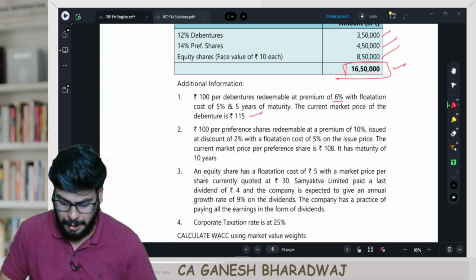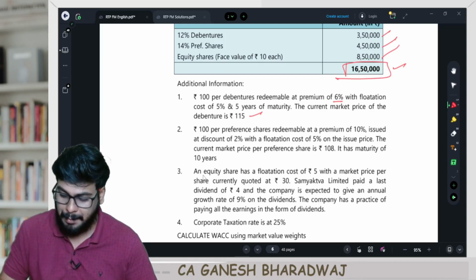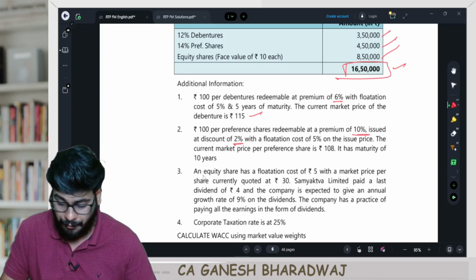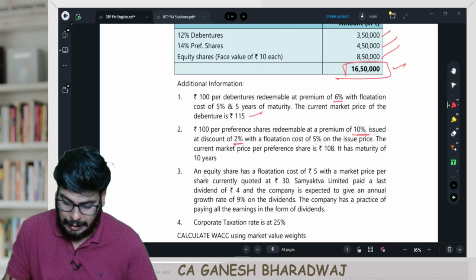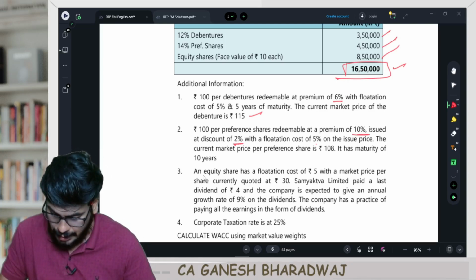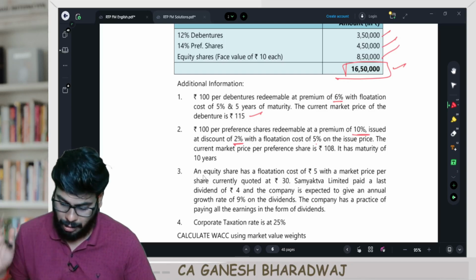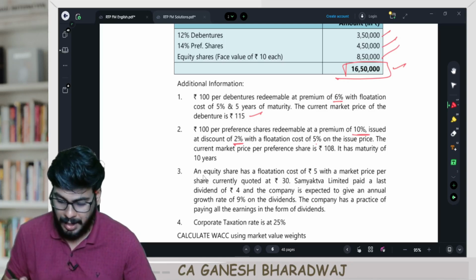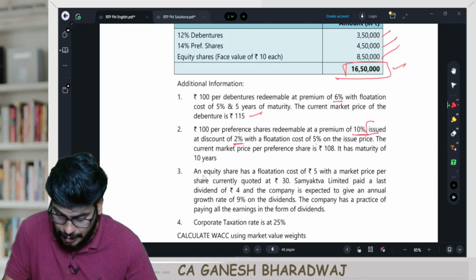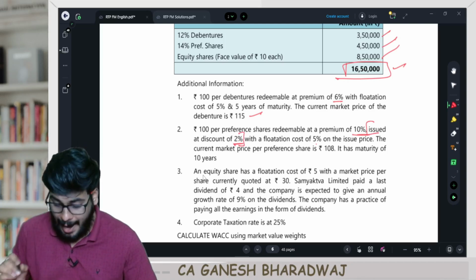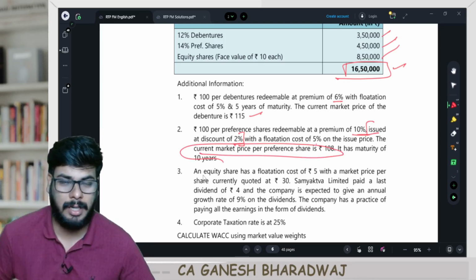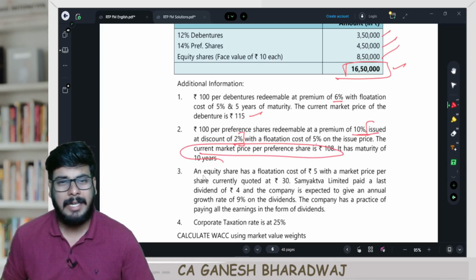Next, 100 per preference share redeemable at a premium of 10%, issued at a discount of 2% with a flotation cost of 5% on the issue price. The current market price per preference share is rupees 108. So this is also given. It has a maturity of 10 years. Now guys, very, very important. They have given that it is issued at a discount of 2%, and they have also given the current market price of 108. A very unique type of adjustment. This is something that is not given in the study material also.